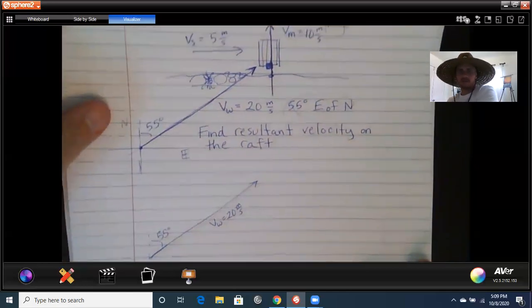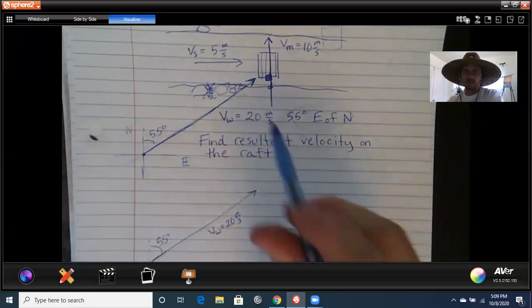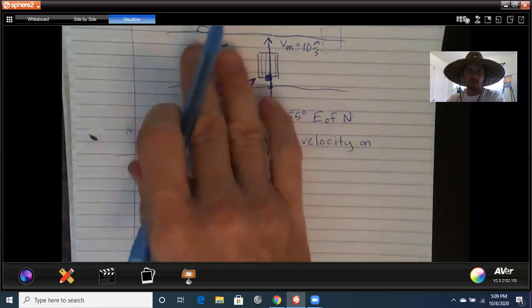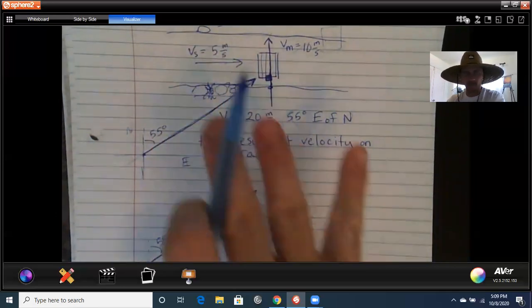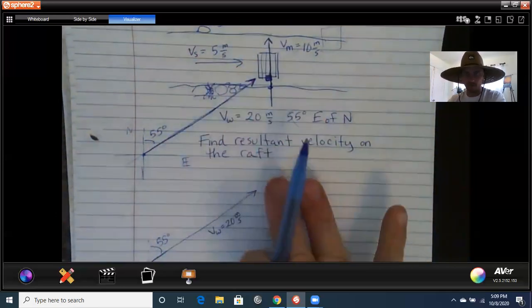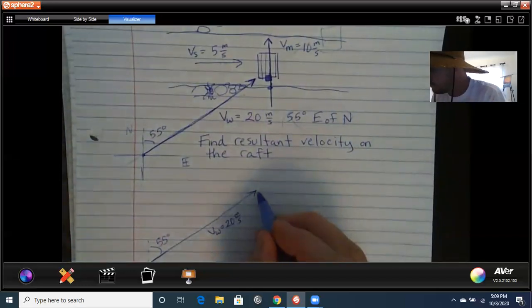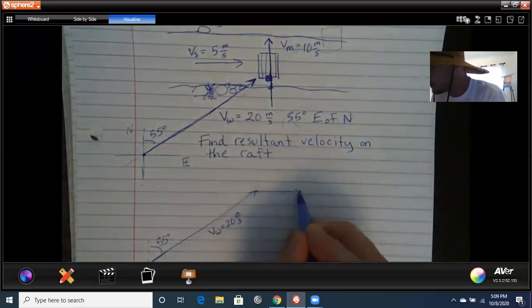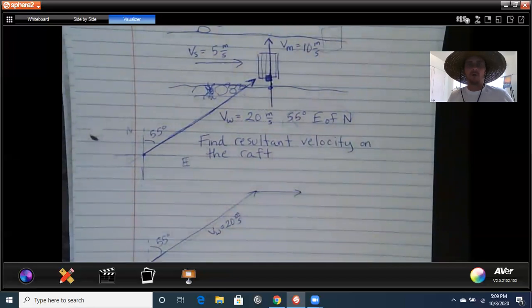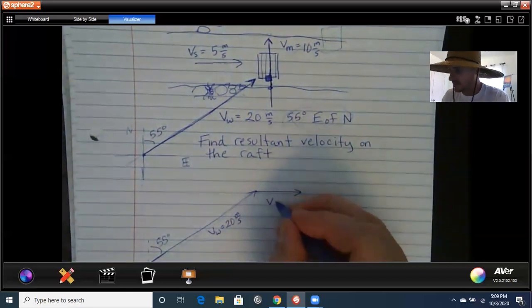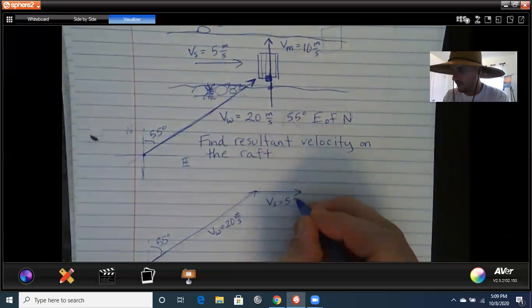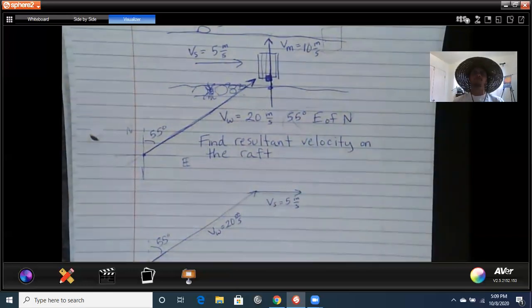Now let's take the next vector that makes the most sense to me. I'm going to take this one next. I'm going to take this one, pull him off the page. He's like a little building block, right? I'm going to put him right here. Boom. And we'll call this one vs for 5 meters per second. And then finally, we have 10 meters per second.